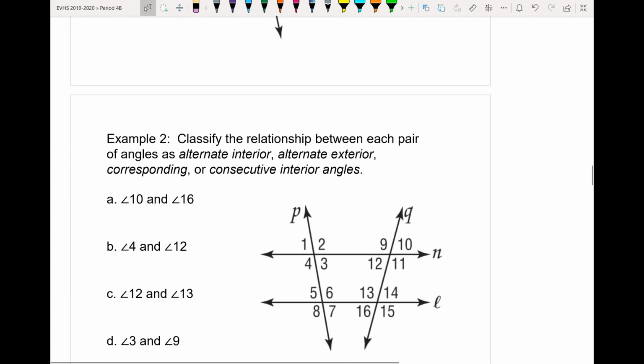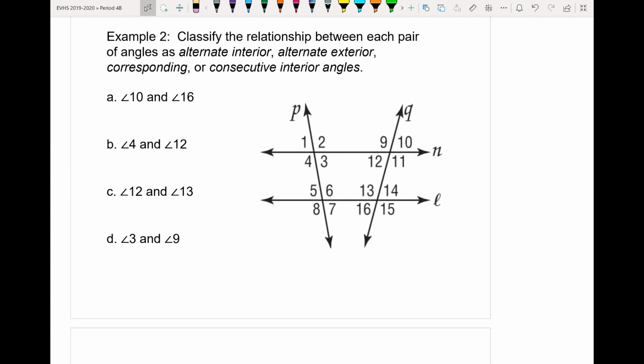All right? So let's go ahead and classify these. Angle 10 and angle 16, not 6, thank you. Before we identify their relationship, which one is a transversal line that connects 10 and 16? Yeah, it's line Q as my transversal line here. Now knowing that, what are 10 and 16? Alternate exterior angles.